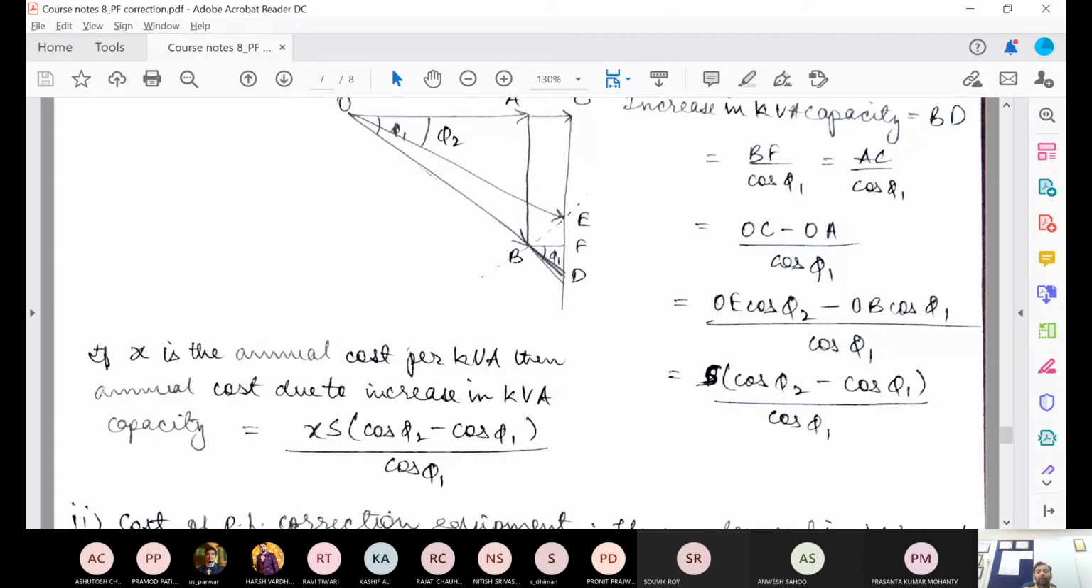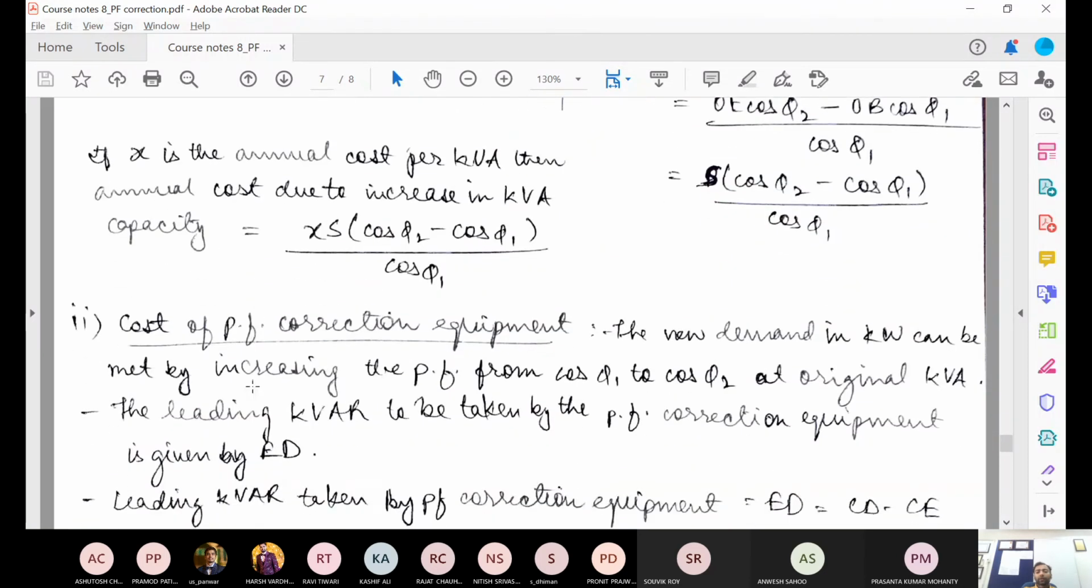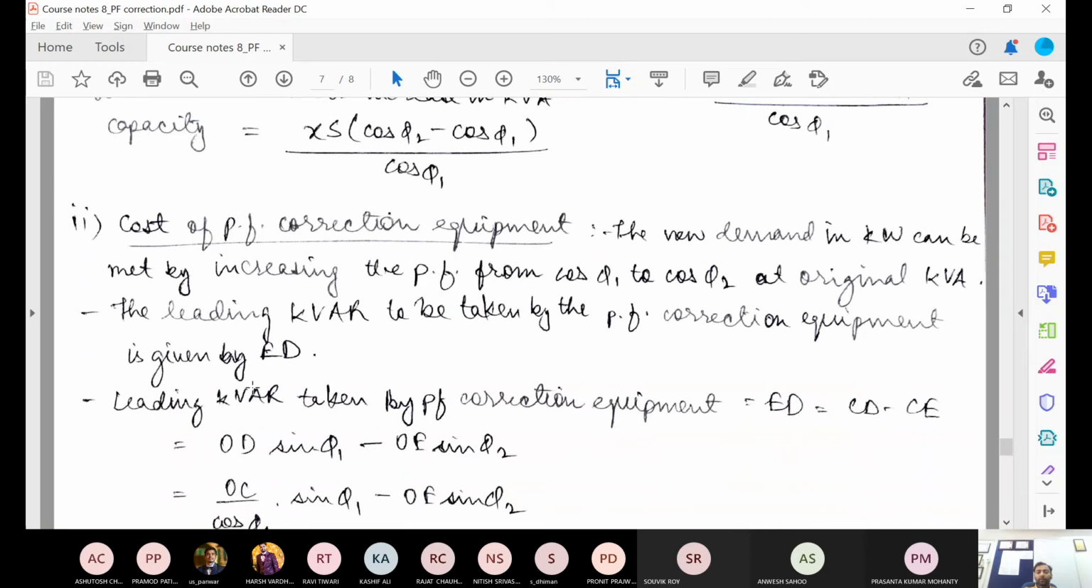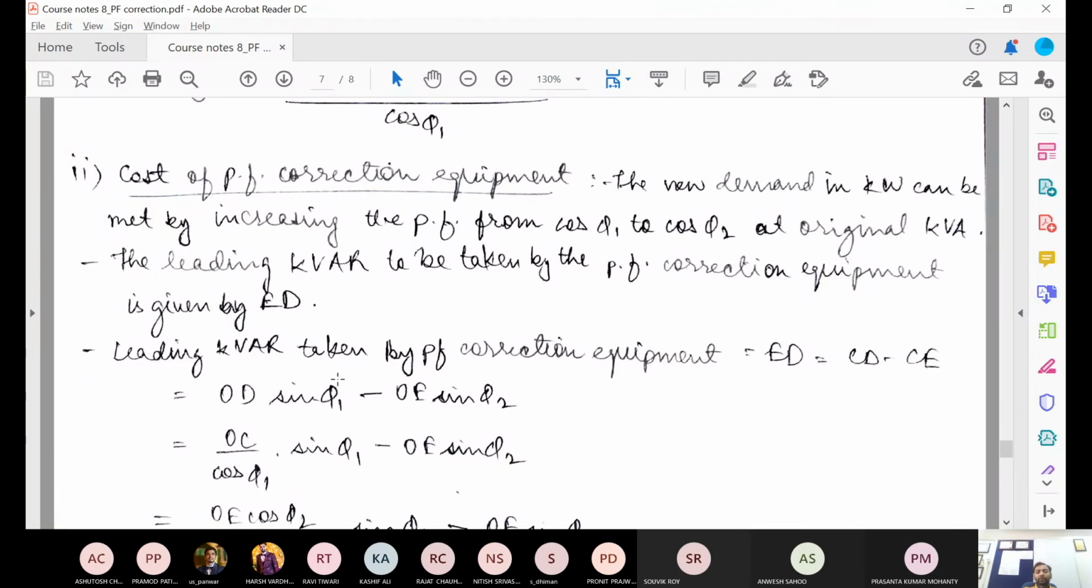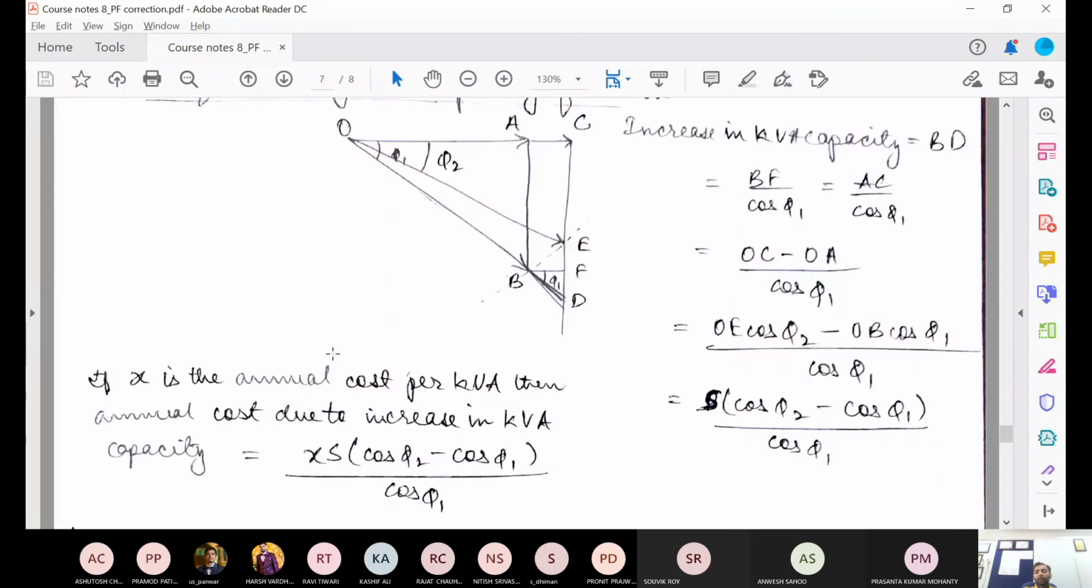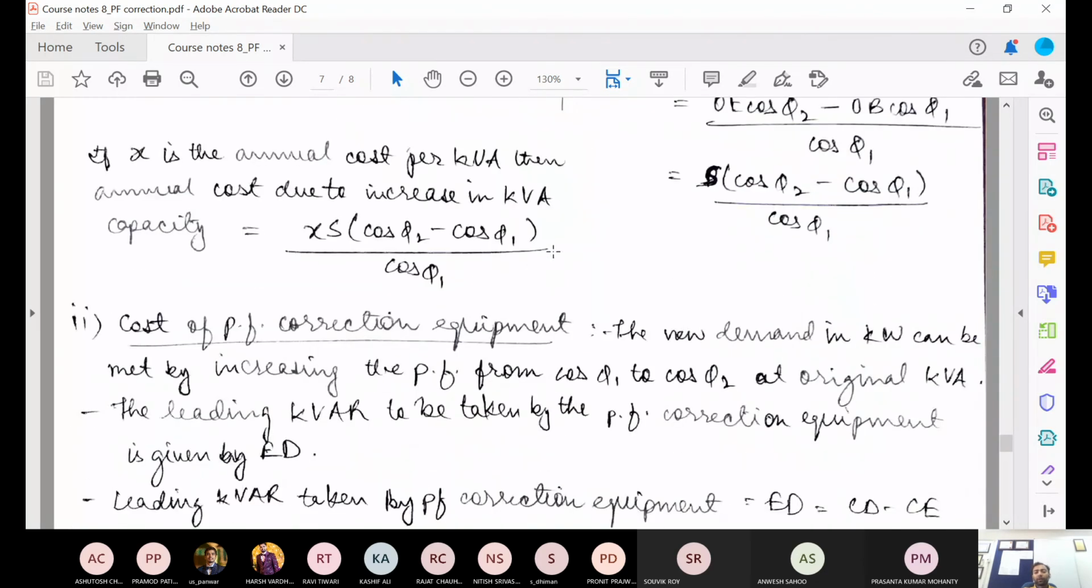The second option is that we don't increase the kVA capacity, rather we add the power factor correction equipment. In this case, as you can see, because you have just shifted from OB to OE, you can now supply that extra demand, or OC can be satisfied, but this particular gap ED has to be supplied by your power factor correction equipment, because you improved from phi 1 to phi 2. So ED is what will be supplied by your power factor correction equipment.